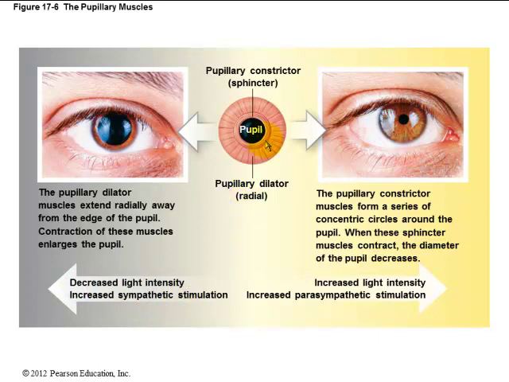Underneath of it, and barely visible in this view, is a pupillary constrictor or sphincter muscle that when it contracts, it makes the pupil much smaller, reducing the amount of light coming into the eye. And you do that when you have increased light intensity, and that is under parasympathetic control.